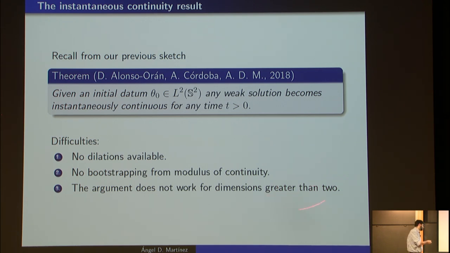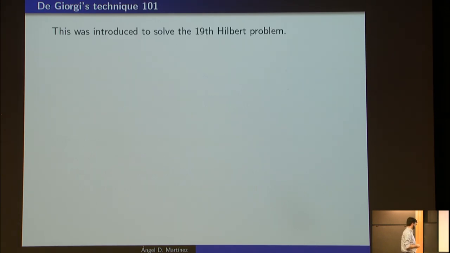At many places, we use the two-dimensionality somehow. But I believe this is not a great restriction. I believe the theorem should be provable for any dimension. But anyway, let me tell you what happens in dimension 2.